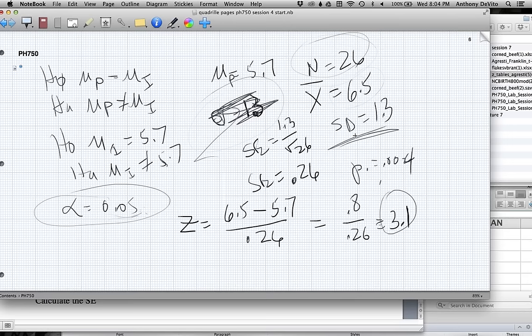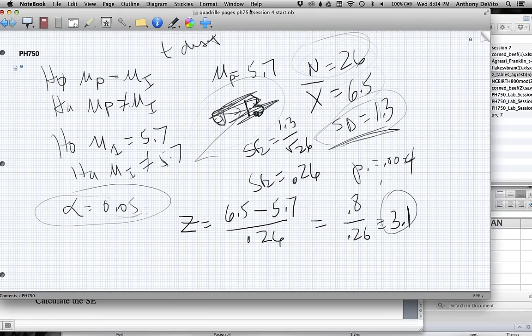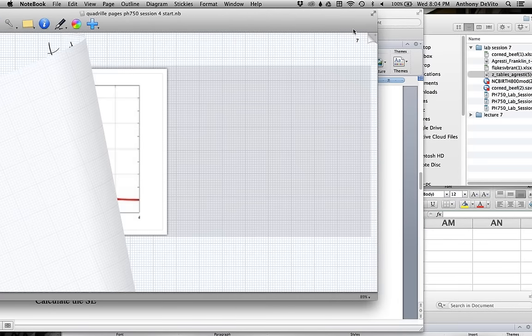Now when I calculate a confidence interval with this standard deviation equal to 1.3, based on the sample of 26 instead of a sample larger than 30 or the population standard deviation, I have to make an adjustment to the way that I calculate the confidence interval. And that adjustment is called a t-distribution. Okay, and what happens with the t-distribution?